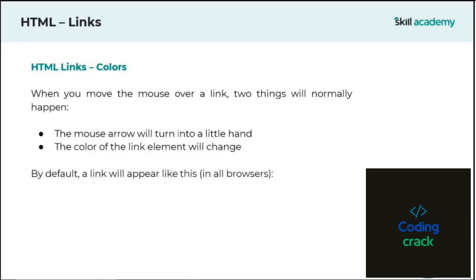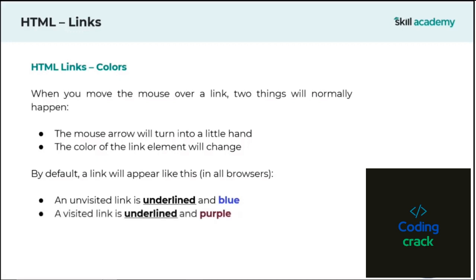So by default, a link will appear like this in all browsers. An unvisited link is underlined and blue. A visited link is underlined and purple, and an active link is underlined and red. And these points, I will be displaying to you practically.